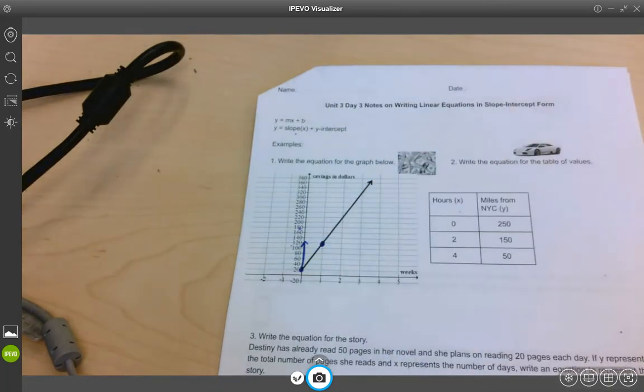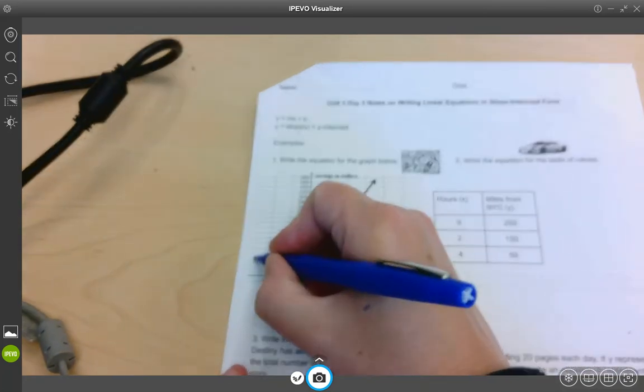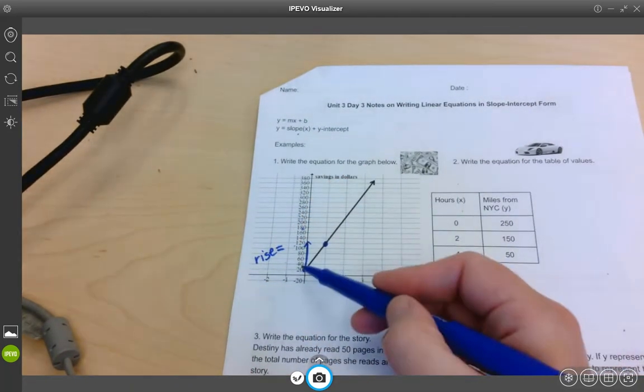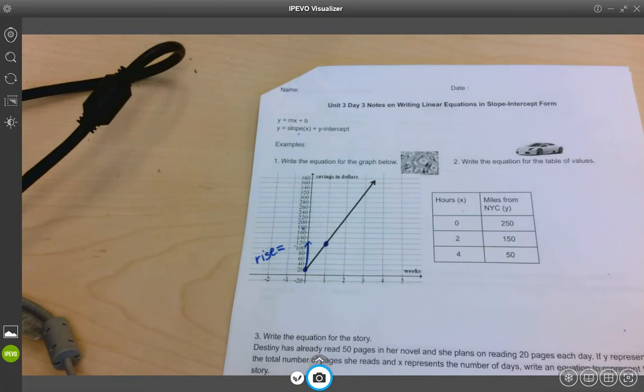Why is the rise not 5? It looks like 5 to me. Why is the rise not 5? Very good. It's going up by 20 each time. So my rise is how much? Going from 20 to 120. What is it? Anybody else get 100?